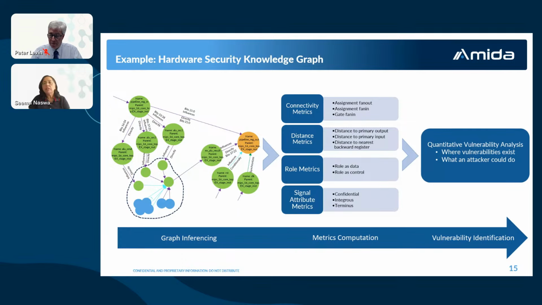Signal role metrics say whether it's a control signal or a data signal, which highlights the type of impact that somebody can misuse. Now, combining these metrics, we identify areas where vulnerabilities exist in the design. For example, nodes with high influence or strategic connectivity help me determine where an attack could occur. If something is of high influence, chances are that's where the attack will occur. Combining role metrics with distance metrics, we can tell the type of intrusion that would occur, whether it would be a data leakage or a control hijacking.